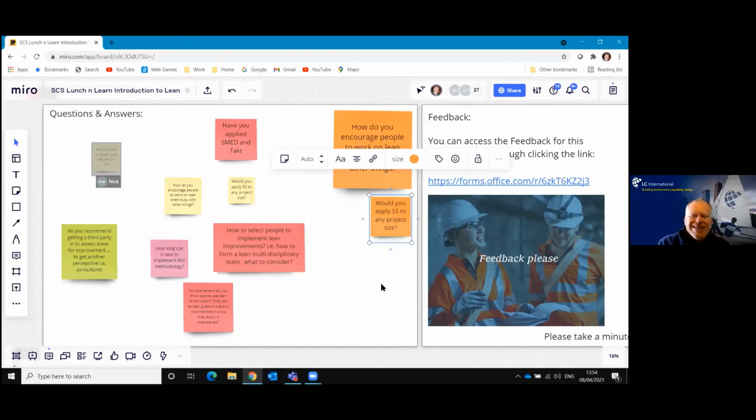So I would always say start small in a small area and then use that as an exemplar area for the rest of the project.